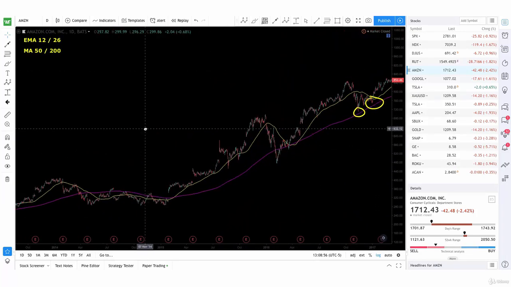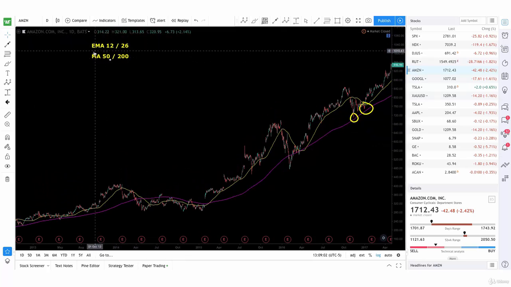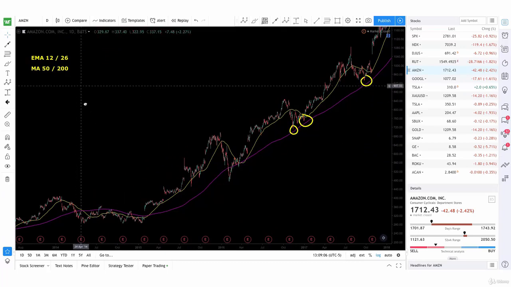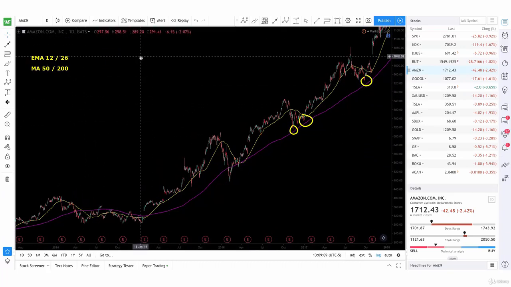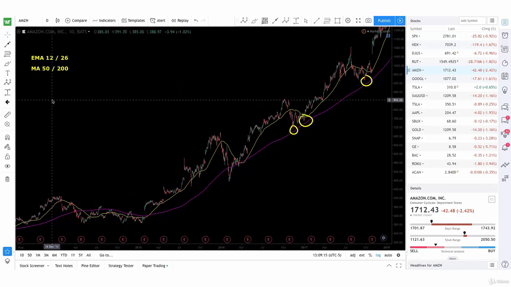So let's recap. We're going to use the 12 and the 26 for the shorter time frames, the shorter trades, and the 50s and the 200s for the longer swing trades, and wait for the crosses. For the shorter to cross the longer to the upside, that's a bullish signal. Or if the short crosses the longer one to the downside, that's a bear signal.